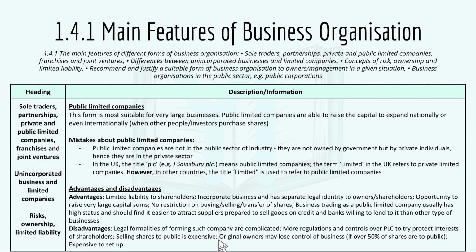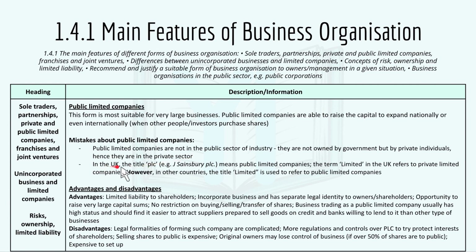Then we have public limited companies. This form is most suitable for very large businesses, and public limited companies are able to raise the capital to expand nationally or even internationally when other people or investors purchase shares. And here's a major mistake about public limited companies. Public limited companies are not in the public sector of industry. They are not owned by a government but by private individuals. Hence, they are in the private sector.